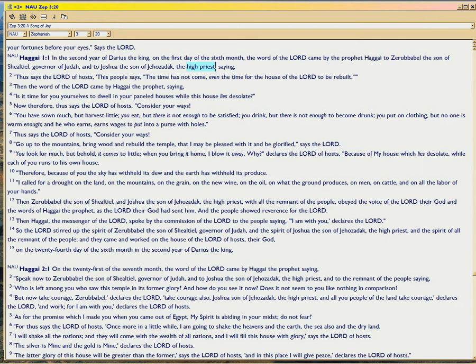But he doesn't. Haggai goes to two people, Zerubbabel and Yeshua. He's going to the guy who would be king, and he's going to the guy who's the high priest. Are you beginning to see the parallel cast of characters?